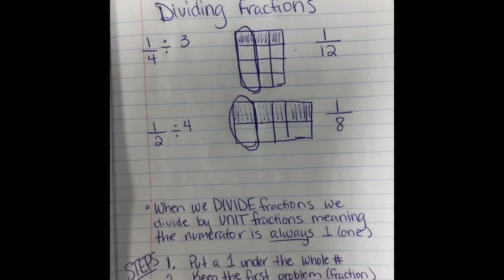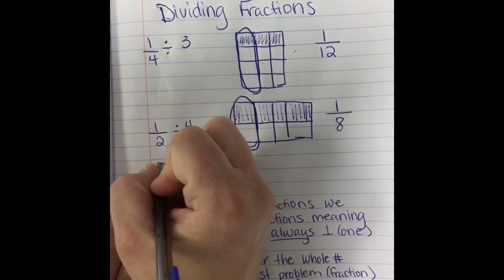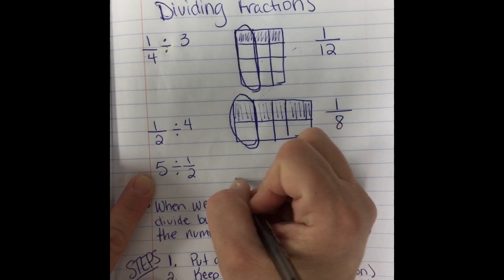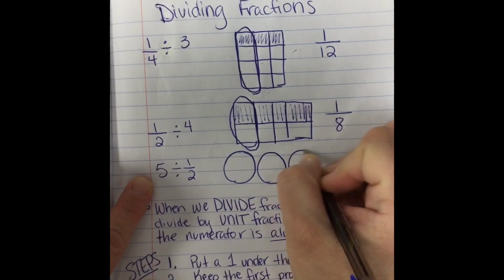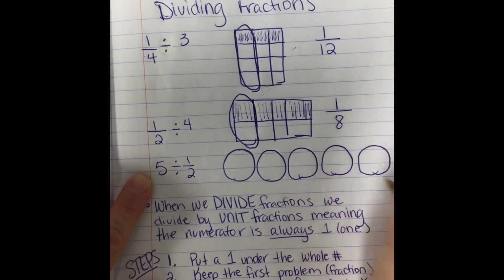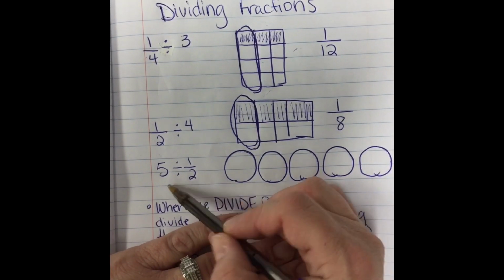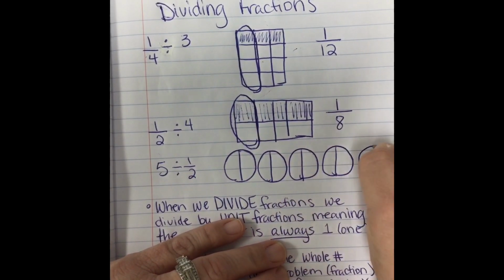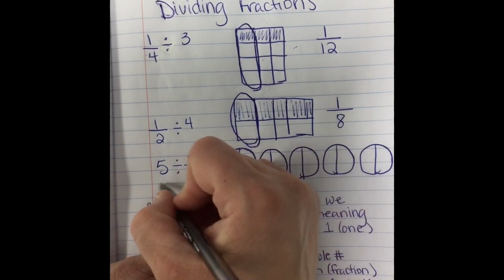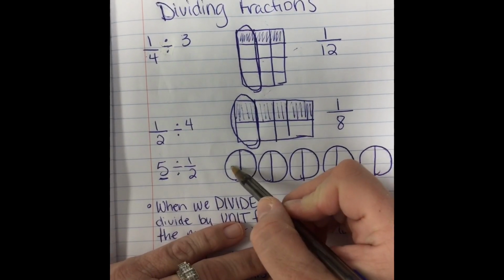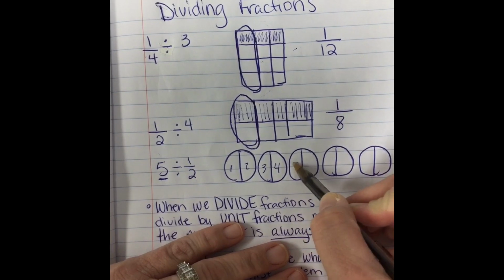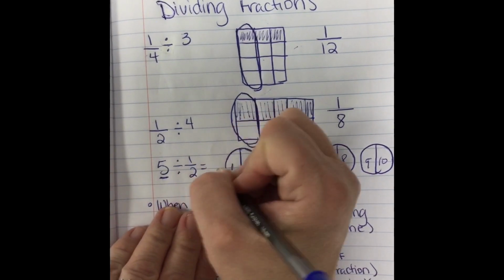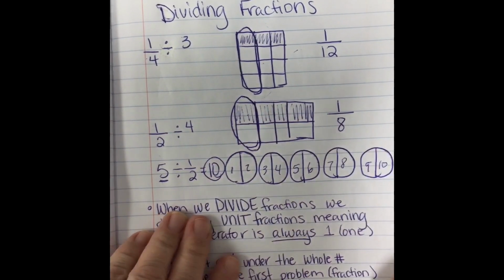Okay. All right, so if I'm doing the model where it says 5 divided by 1/2, this time the 5 tells me I need 5 models. 1, 2, 3, 4, 5, right? And then I'm going to take each model and cut it in half. And so this time, 5 models cut in half. I have 1, 2, 3, 4, 5, 6, 7, 8, 9, 10 pieces. So 5 divided by half is 10 halves.